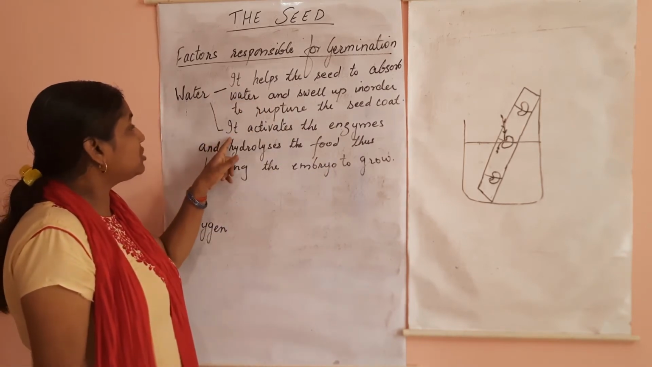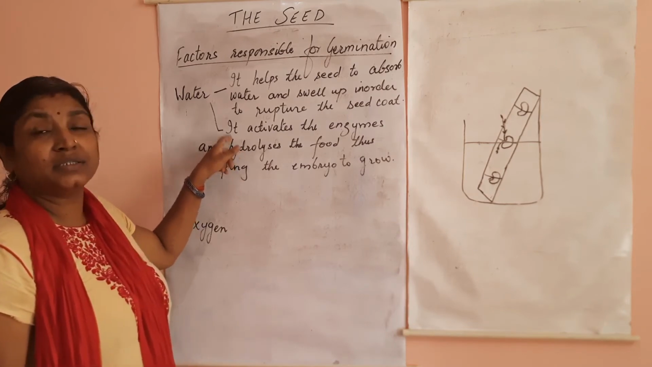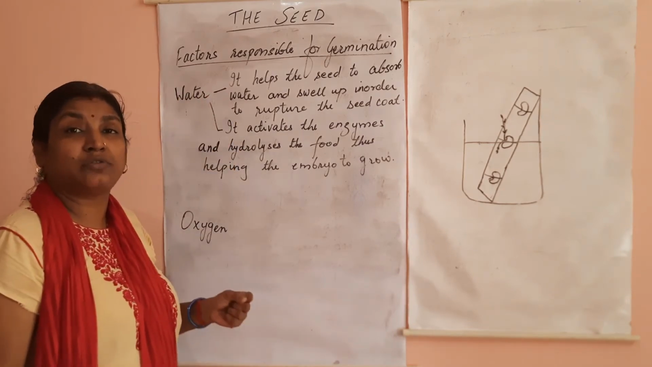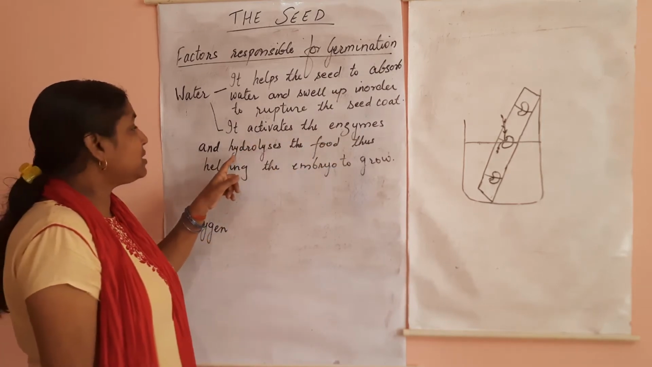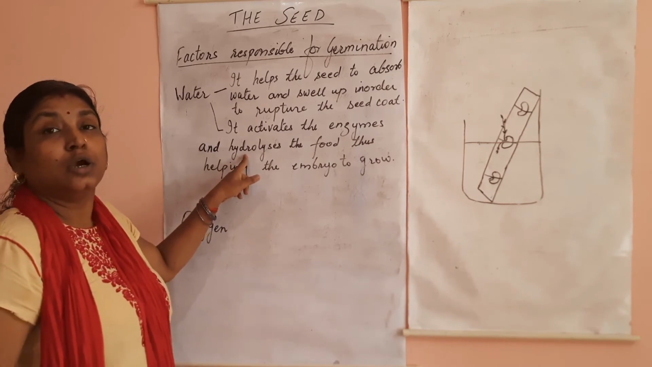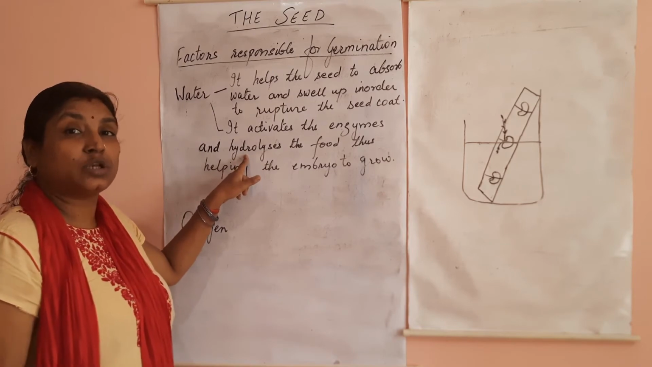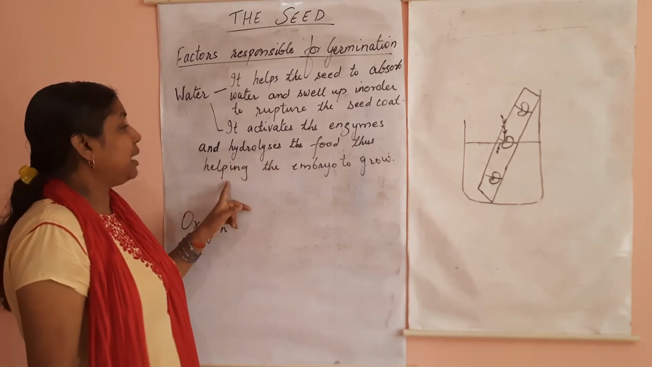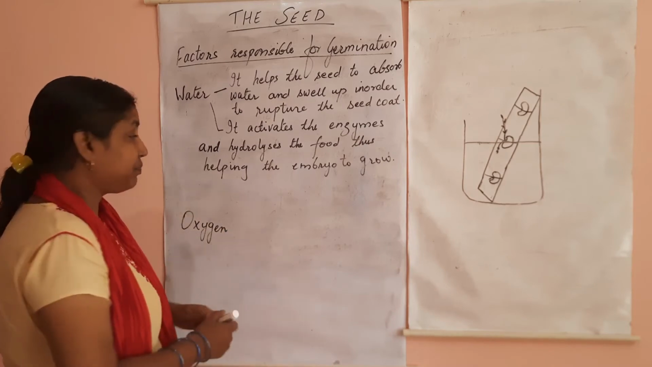And the second function is that it activates the enzymes. As soon as water is available to the seed, it activates the enzymes and helps in carrying out the hydrolysis of food, that is, the food stored in the cotyledon and endosperm is changed into usable form and helps the embryo to grow into a new seedling.